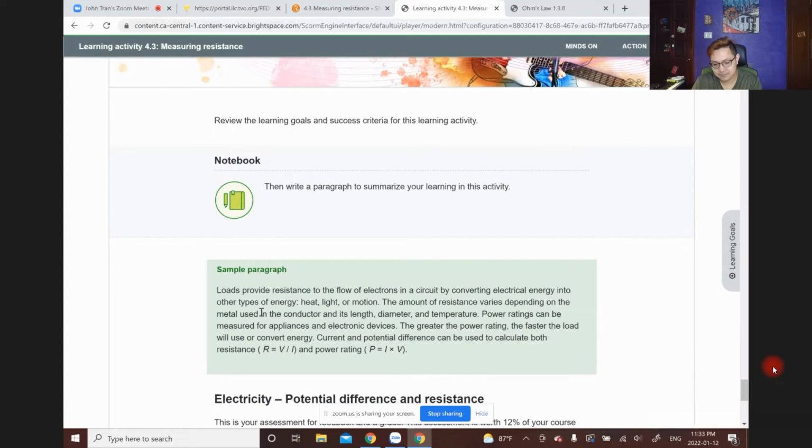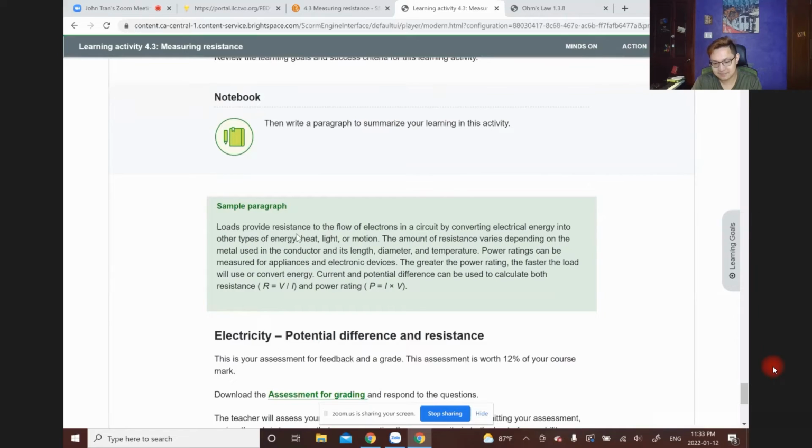A circuit provides a path for the flow of electrons by converting electrical energy into another type of energy: heat, light, or motion. And how much the energy varies depends on the metal used, the conductor, and its length.